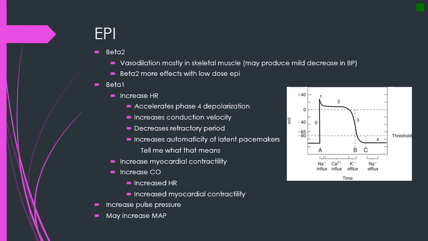Hopefully your increase in contractility and your increase in heart rate is going to lead to an increase in your cardiac output. And you're going to see an increase in your pulse pressure, and you should see an increase in your mean arterial pressure, because the goal of all of this is to raise your systemic blood pressure, and that's going to include your mean arterial pressure.